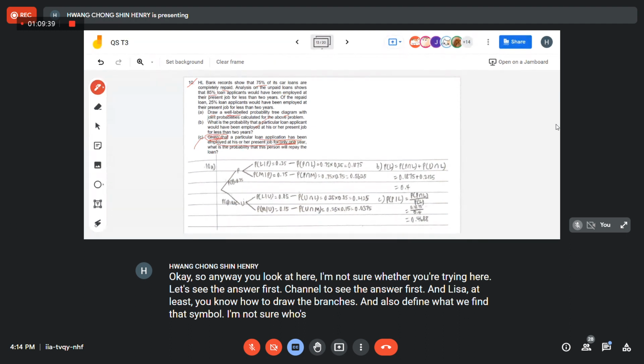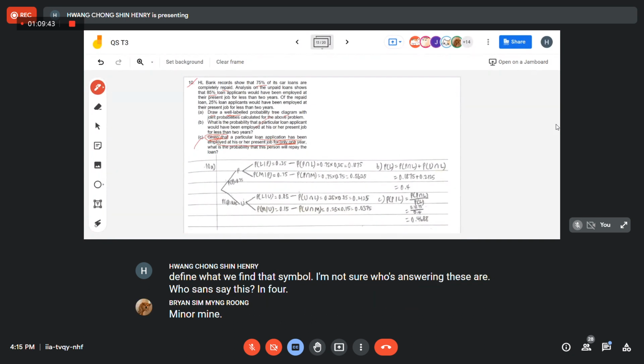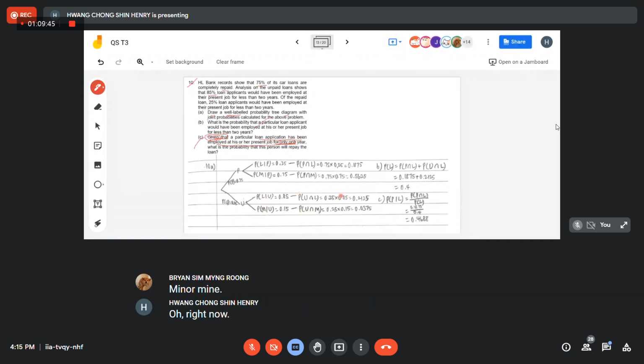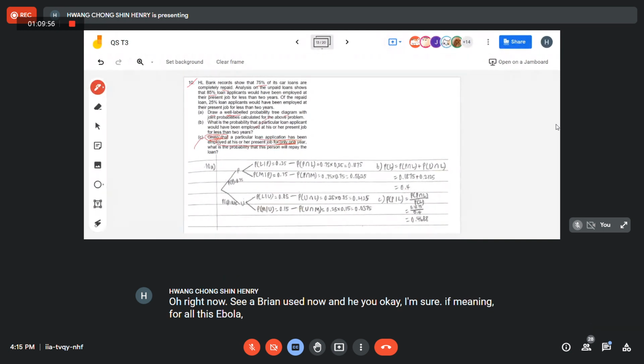I'm not sure whose answer this is. Whose answer is this? Mine. Oh, Brian. Now, you see, Brian used L, M, P, U. I'm sure there's a meaning for all these symbols. So if Brian used this symbol, I will use this symbol so that we can follow.